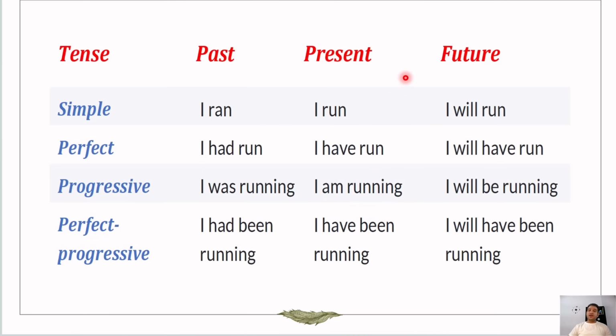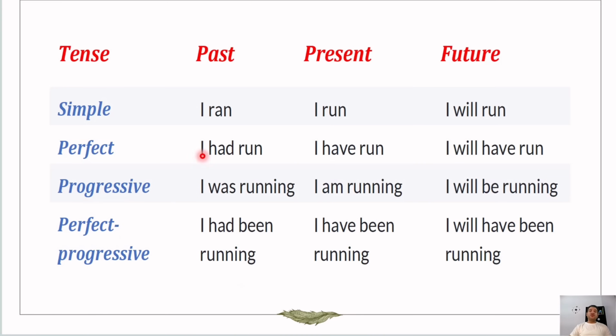And then, my friends, we're gonna move to the future progressive, or the future continuous tense. The structure is the subject and then will be, then a verb plus ing, like I will be running, she will be running, they will be running, and so on. And then we're gonna move to the perfect progressive tenses. For the past perfect progressive, the structure is the subject and then had been, then a verb plus ing, like I had been running, she had been running, they had been running.